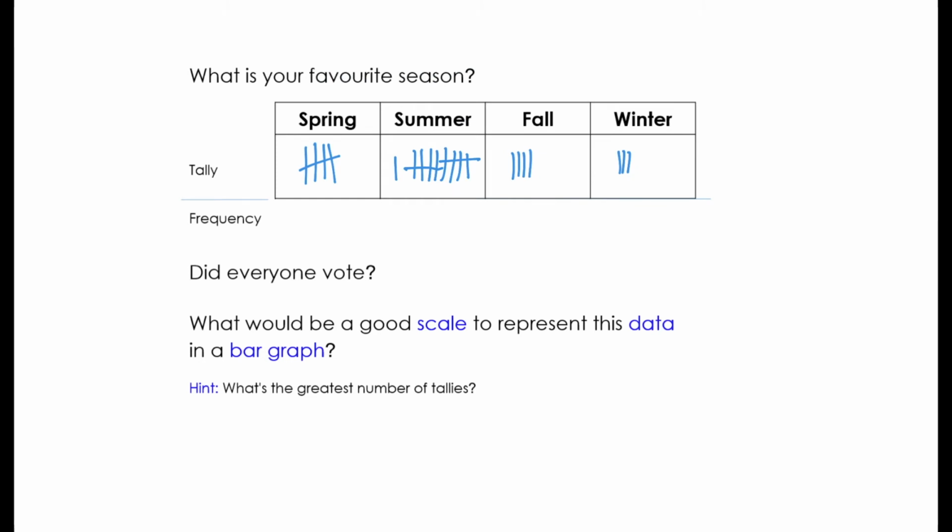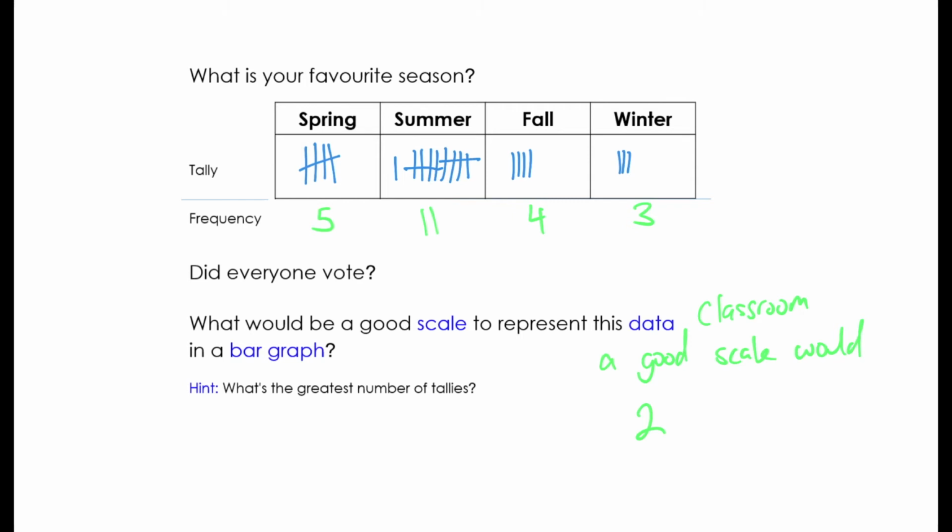So what is your favorite season? So this is a tally chart. So when you do a tally chart, what's important to do is to write down how much each box has, or each outcome has, or whatever the option is. So spring has 5, summer has 11, fall has 4, winter has 3. So the question now becomes, what would be a good scale to represent this data? Well, since you did a small sample size, so this is a classroom, so a good scale would be 2 in this case.